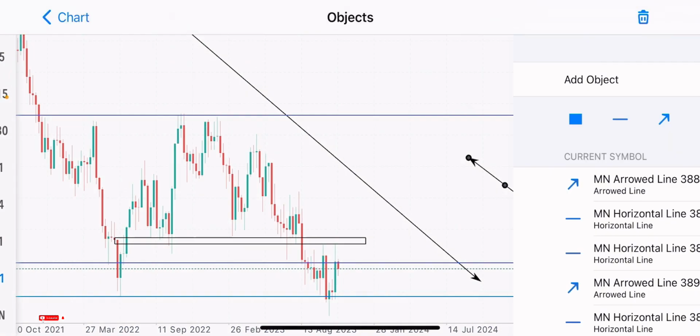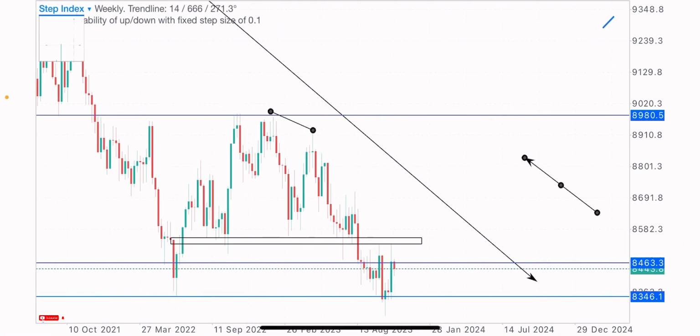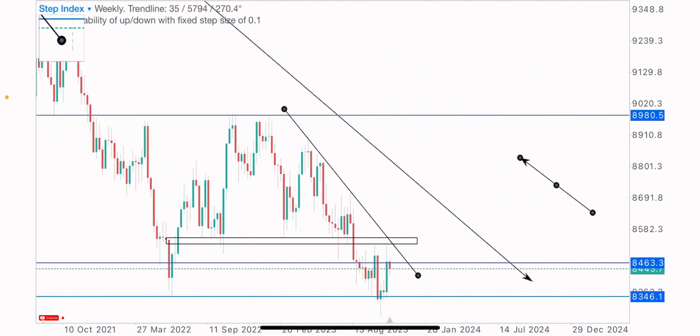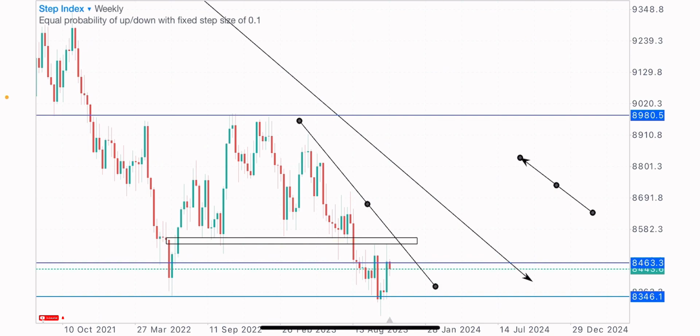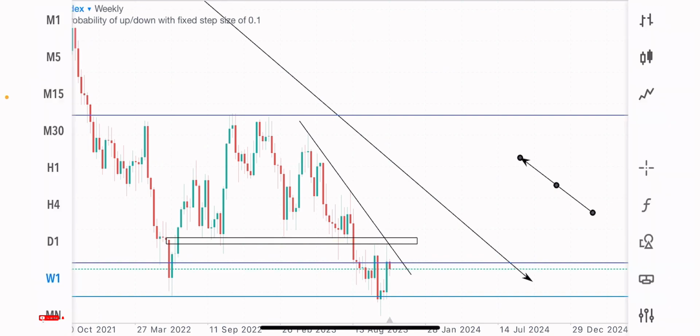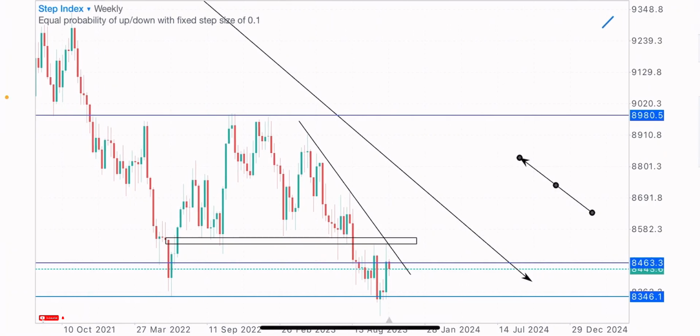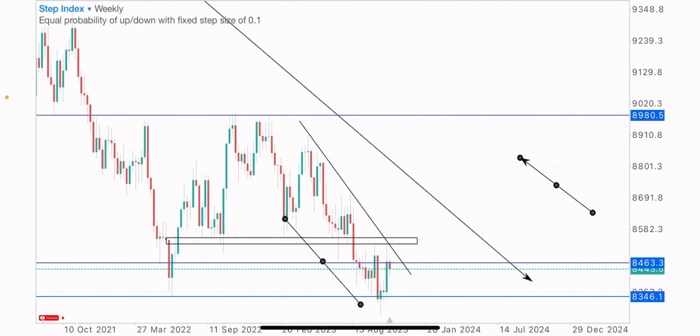We got price creating this lower highs formation on the weekly time frame. I don't fail to identify the trending market on any time frame, be it the 1 minute time frame. I always make sure I identify the current trend on that time frame. So we got price heading to the downside on the weekly time frame on step index, creating lower highs and lower lows. So I identified this market structure as well. I spotted this market formation.